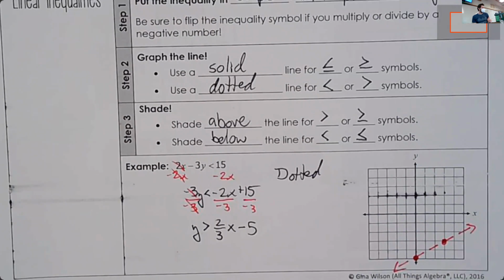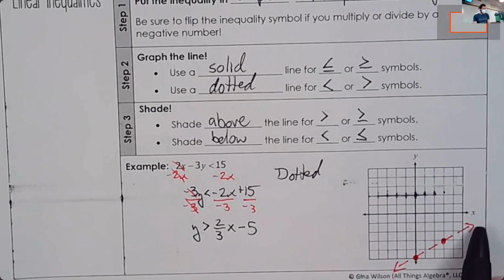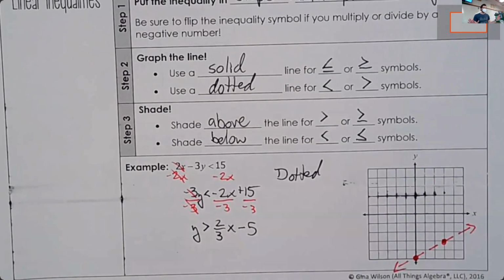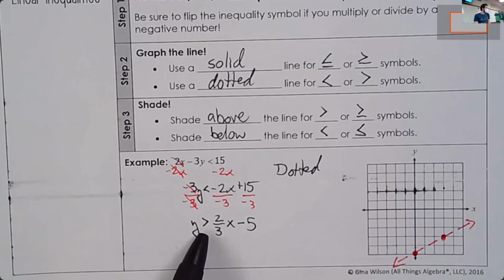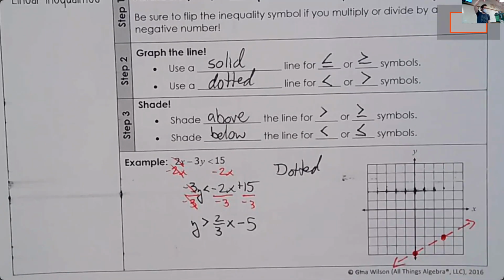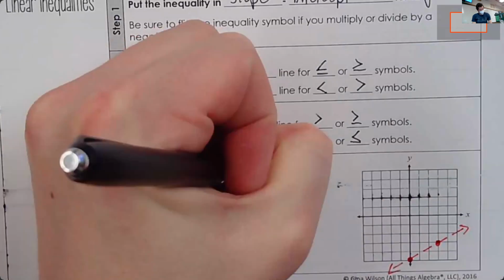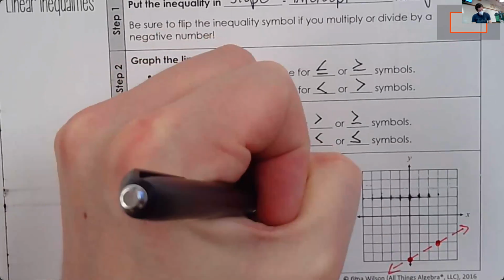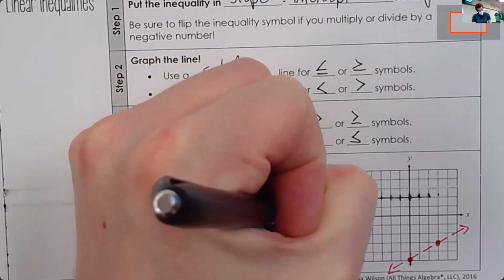What that actually means is that any point on this line is not part of our solution. It has to be, in this case, greater than. So every single point that is greater than this line, so does that mean we're shading above or below this line? If it says y is greater than, is it above or below? Above. So we're saying dotted, and then shade above.